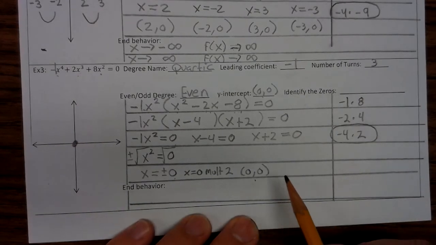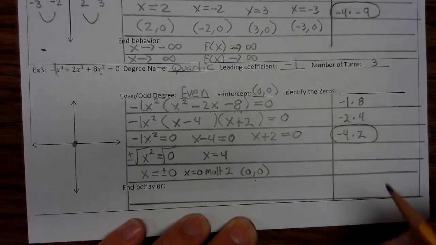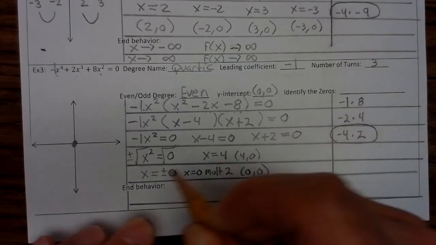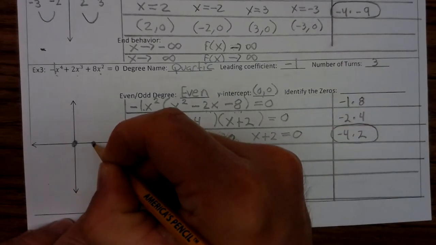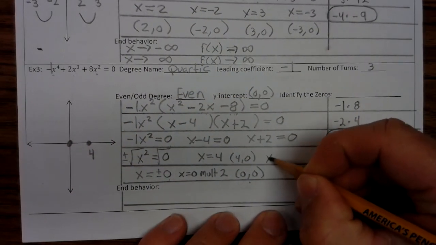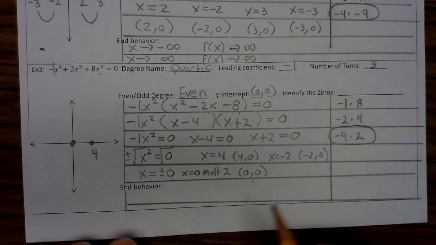All right. So now here we add 4 to both sides, so x equals 4. So our point is (4, 0). And here we subtract 2 from both sides, so x equals negative 2. So our point is (negative 2, 0).